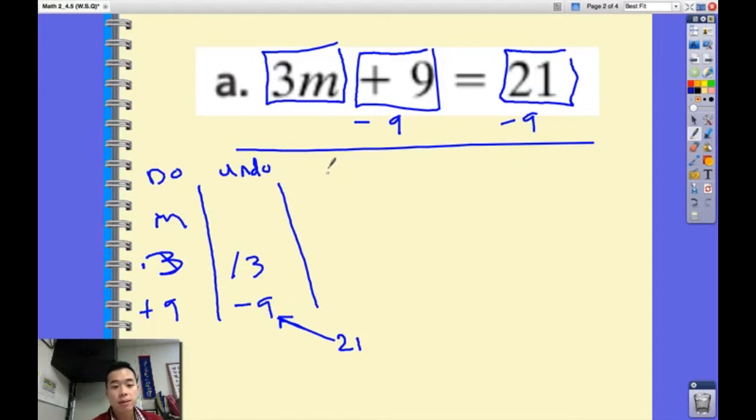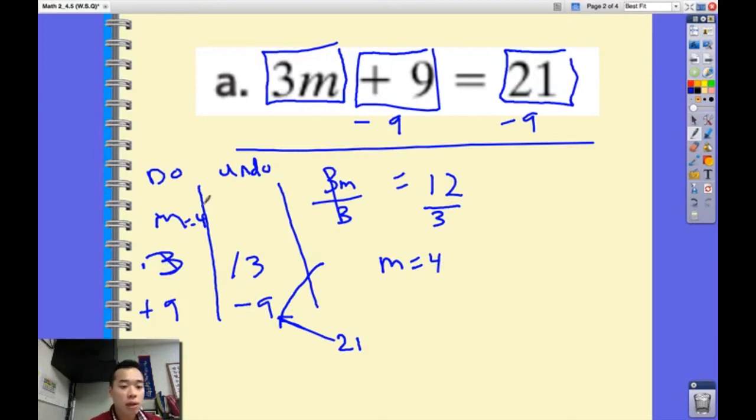And you bring everything down, 3m, that cancels out, is equal to 21 minus 9, which is equal to 12. And then I know that the next thing I need to do is divide by 3. So divide by 3. I'm just following the undo column, starting from the bottom up. This cancels out. I get m is equal to 4. Then we'll put that in my table, 4. 4 times 3 is 12. 12 plus 9 is 21. See, you're describing it, and then you're doing the inverse, and you're checking your work at the same time.